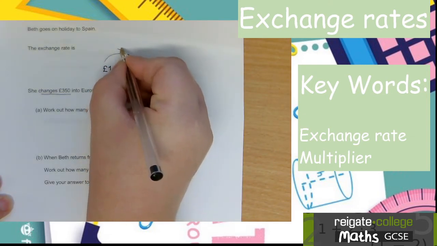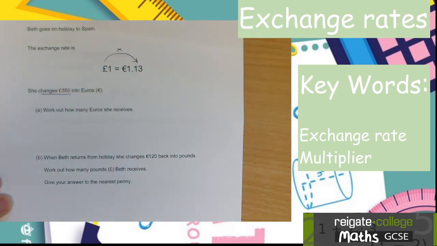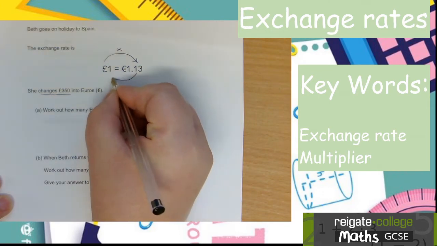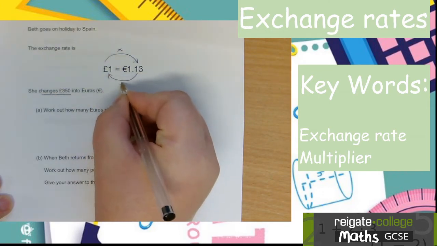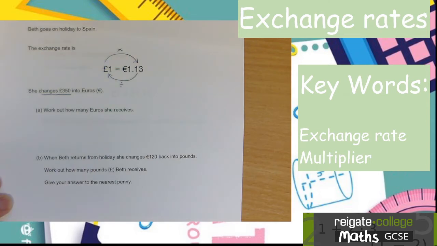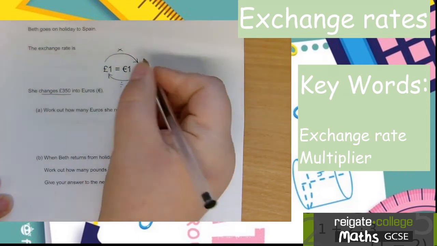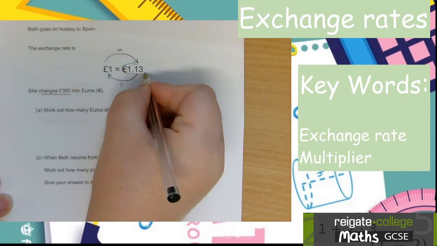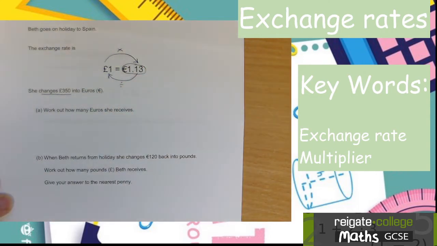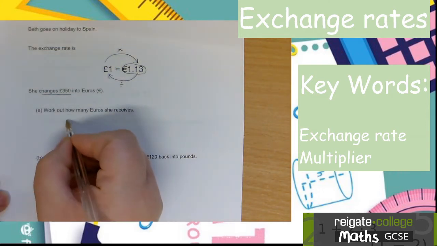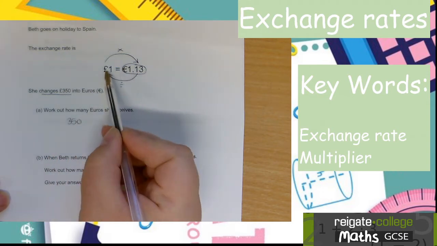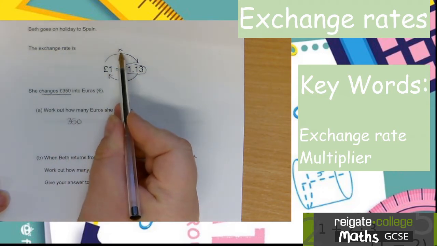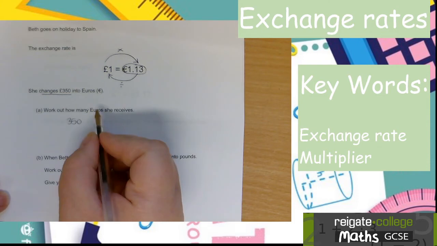Going from pounds to euros, I'm going to multiply. Were I to go from euros to pounds, I would divide. And the number that I always use is the exchange rate number. So, in the first instance, we have £350, which I'm going to change into euros by multiplying by the exchange rate.